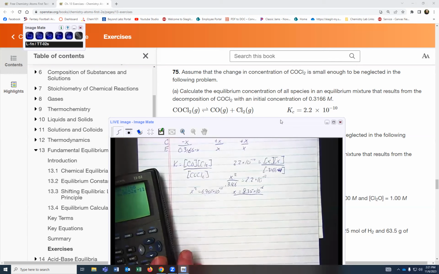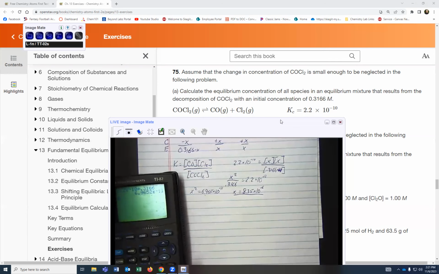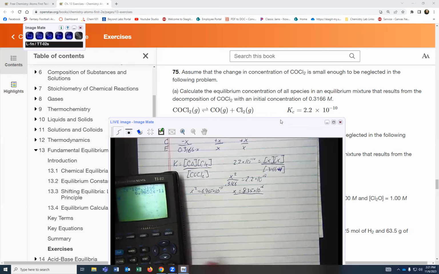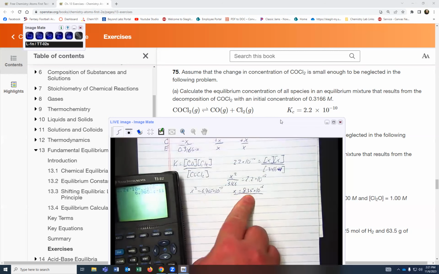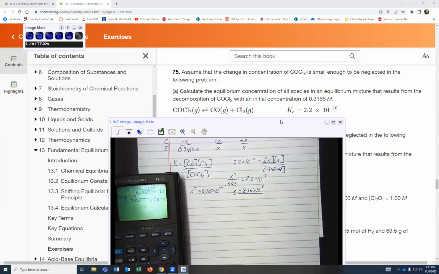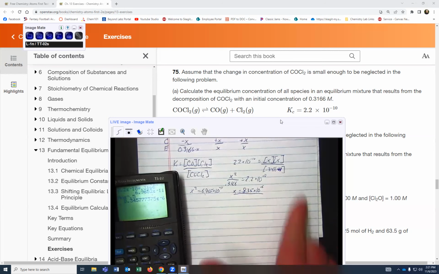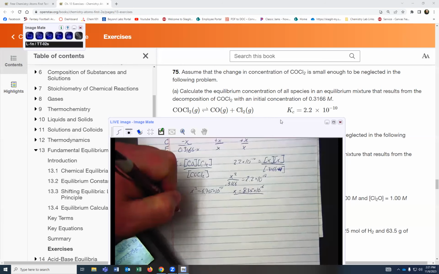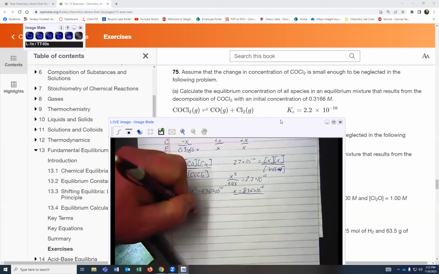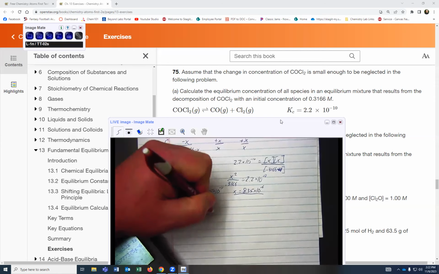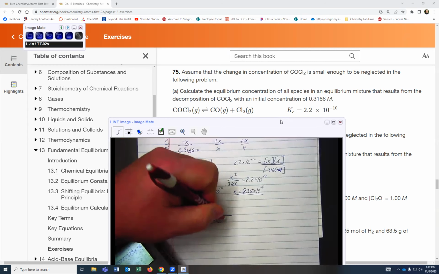So I'm getting x squared is equal to 6.965 times 10 to the minus 11. And then I take the square root of that number to get my x. Okay, so what I want to do now is solve this same problem without ignoring that minus x. If I couldn't use that simplifying assumption, I would have to solve this equation: 2.2 times 10 to the minus 10 is equal to x squared divided by 0.3166 minus x.